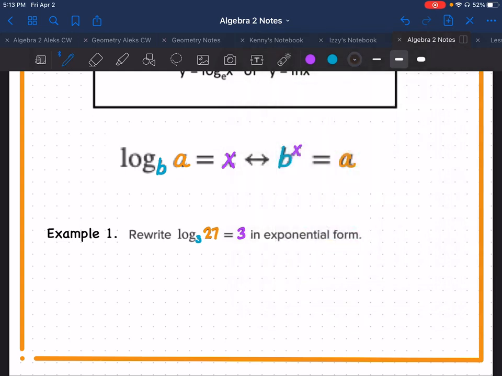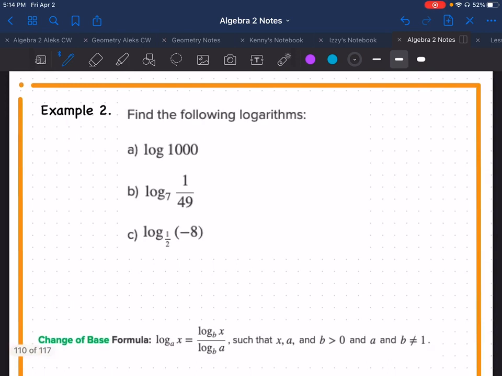So let me grab my pencil, and here we go. The base is going to be 3 for my exponential form. My exponent will also be 3 equals, and A is going to be 27. And that's it. It's just that easy. Okay? All right, let's go ahead and take a look at this example.